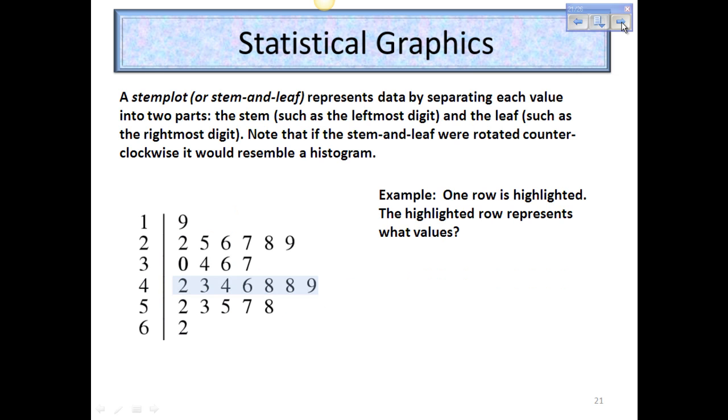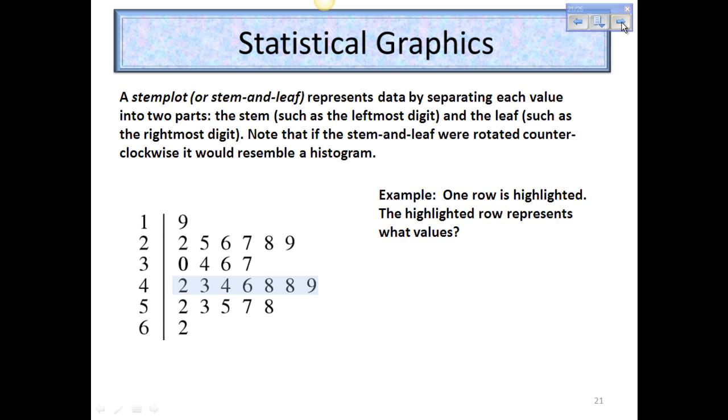A stem plot, sometimes called a stem and leaf plot, represents data by separating each value into 2 parts. The stem, which is the leftmost digit in the number, and the leaf, which is the rightmost digit in the number. Note that if the stem and leaf were rotated counterclockwise, it would resemble a histogram.